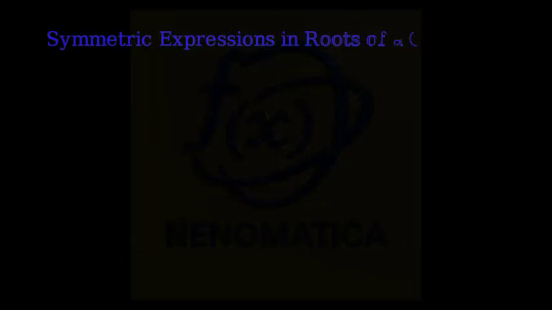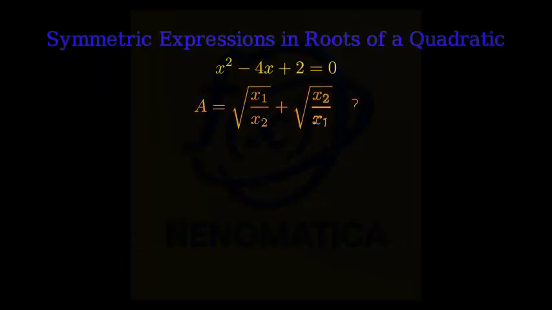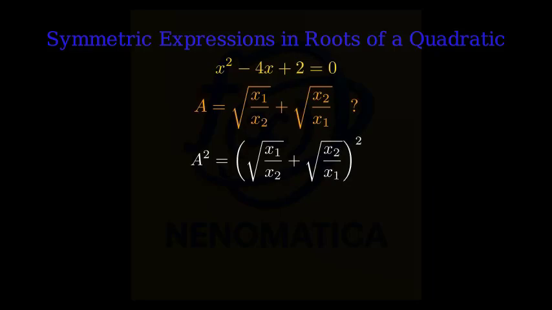In this lesson, we will evaluate a symmetric expression in the roots of a quadratic. We are given the quadratic x squared minus 4x plus 2 equals 0. Let x sub 1 and x sub 2 be its roots. Our goal is to find the value of the quantity square root of x sub 1 over x sub 2 plus square root of x sub 2 over x sub 1, following a clean step-by-step algorithm. Step 1. Let a denote the given expression. We square a to remove the radicals. So a squared equals the square of the sum of the two square roots.